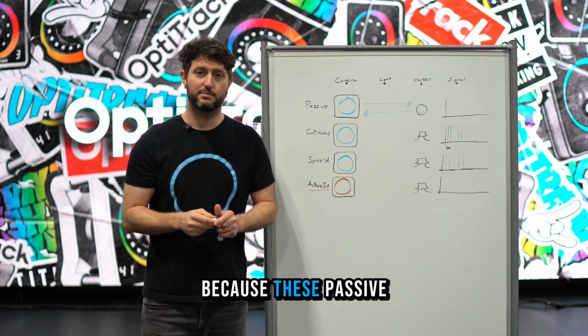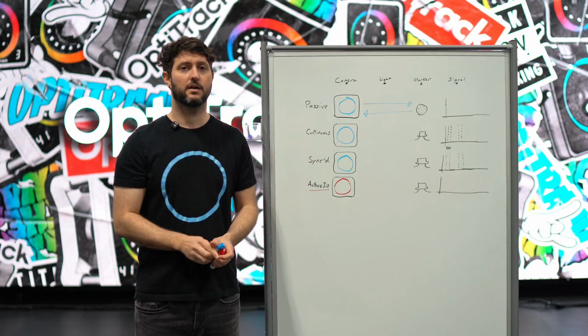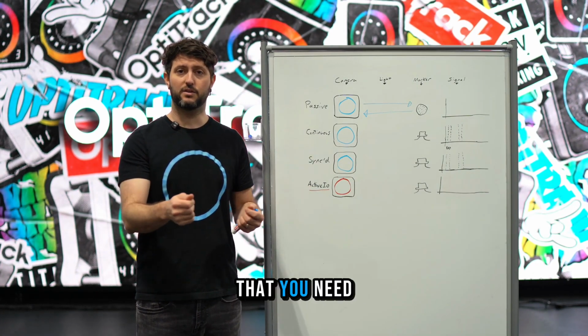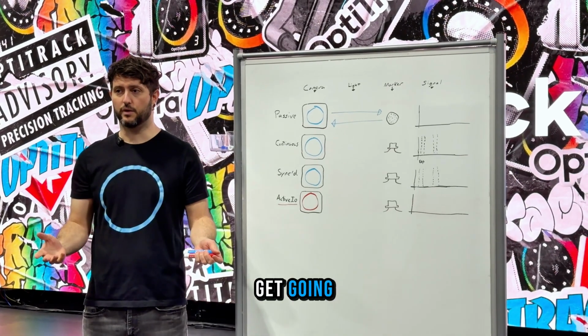This is great because these passive markers can be put on basically anything. They can come in sticker form or marker form. They're easy to affix to anything that you need to track, and then just get going.